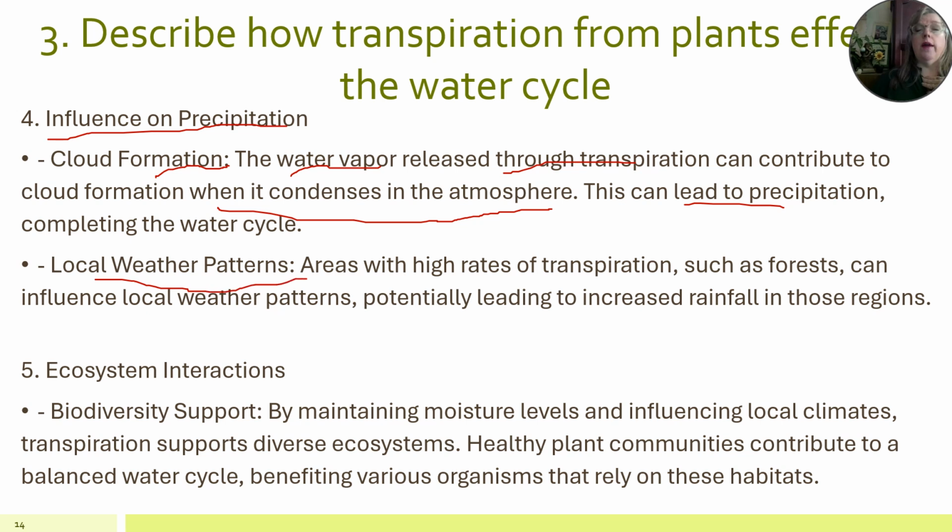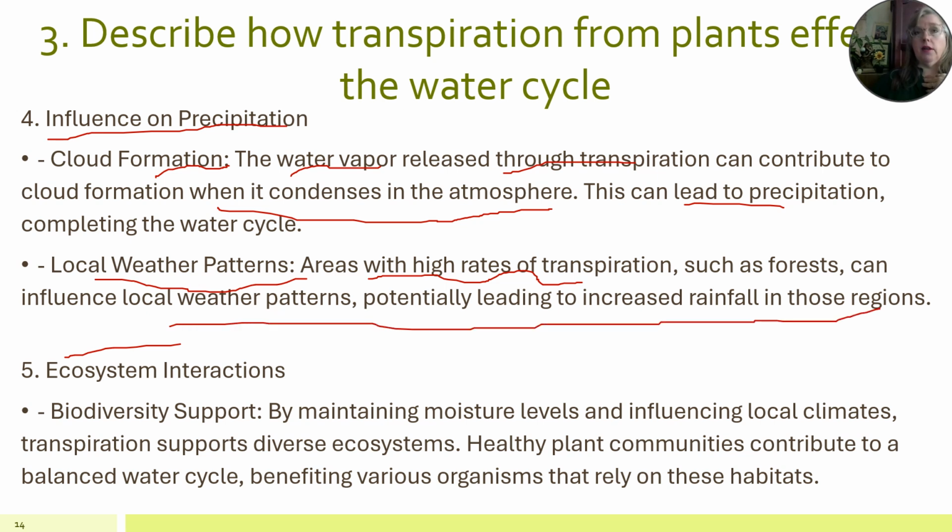And therefore, local weather patterns, if you have high rates of transpiration like forests, you can influence local weather patterns, potentially leading to increased rainfall in those regions. And again, that's why keeping trees in an area is going to keep rain in an area, whereas removing trees from an area, you're going to wind up drying the place out.